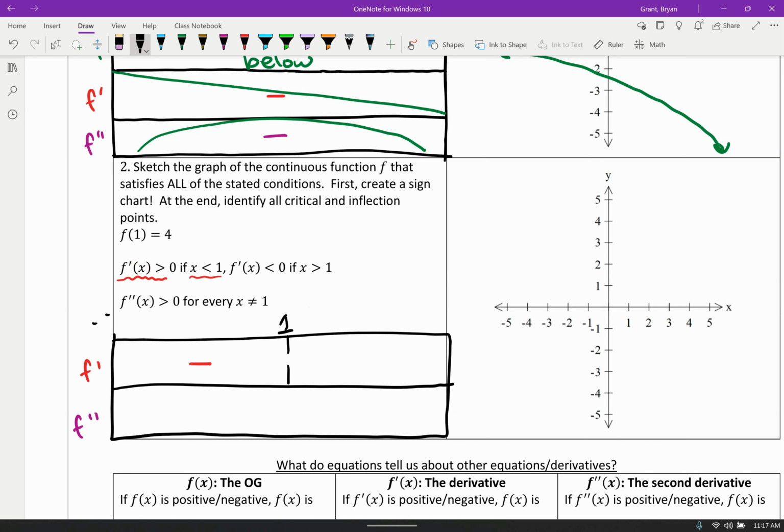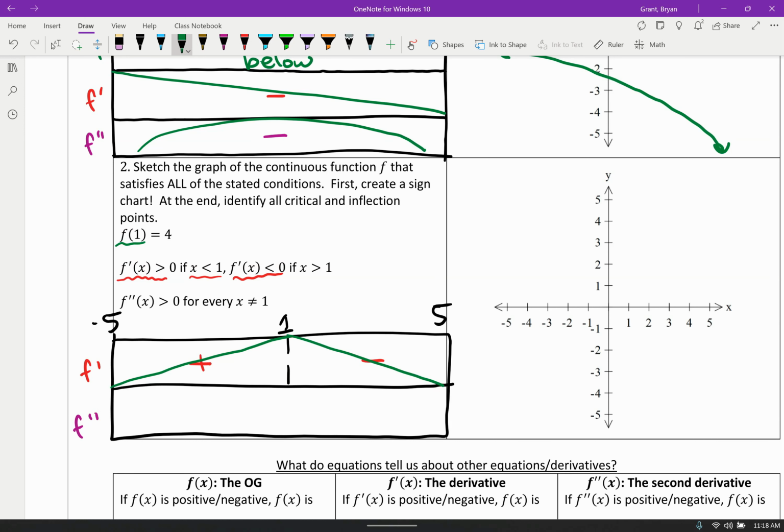Maybe again I'm going from -5 to 5 here. And we also know that F prime is greater than 0 if x is less than 1, and less than 0 if x is greater than 1. There we go. So what does that tell us about our function? Well, it tells us that f, again in green, is going to increase and then decrease.